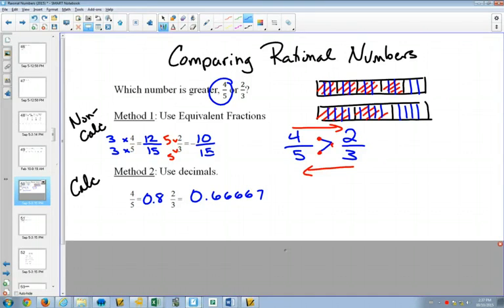And then you need to compare these. Now, which one's bigger when you look at the decimals? Well, the zeros are the same, but as soon as we go to the tenths, we've got 8 tenths here and only 6 tenths here. This one is larger.